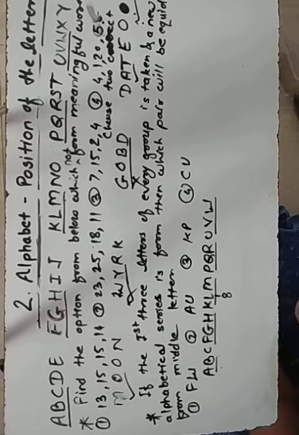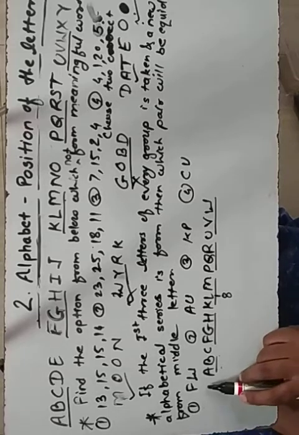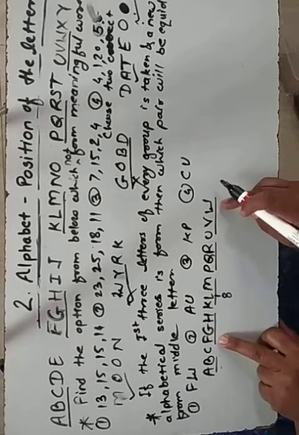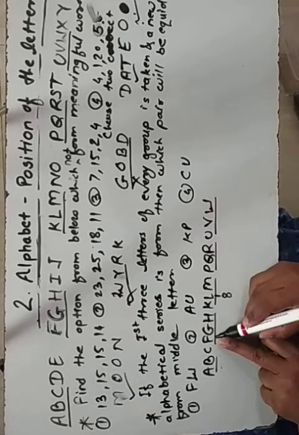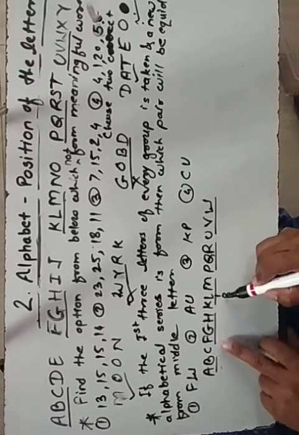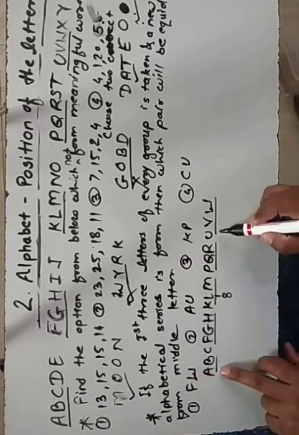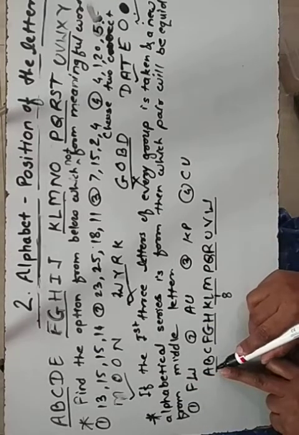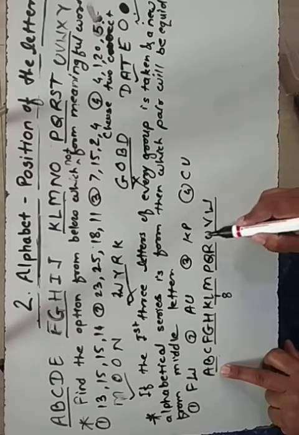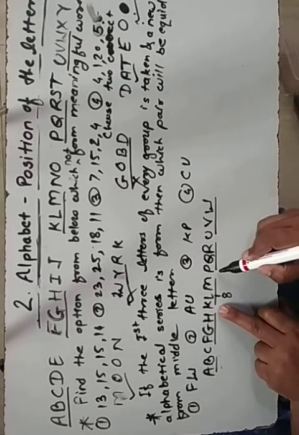From L, what we have to find out is which pair is equidistant. So first we will check FW. F is here, W is here. How many letters are between F and L? 3 letters are there, and between L and W how many are there? 6 letters are there. So this is the wrong option. A and U: if A is exactly this side and U is at this position, this is also not the answer. KP. So K is here and P is here.